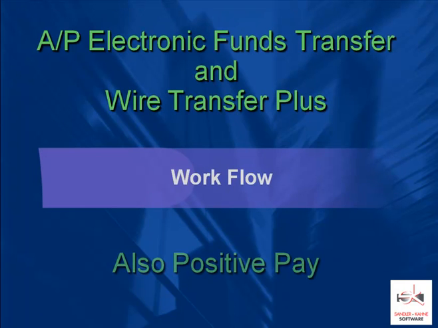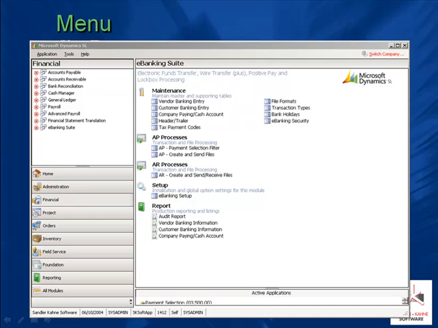Okay, let's run through the workflow so you can see how easy it is to use eBanking. Since AP EFT and Wire Transfer Plus are nearly identical, I'll demonstrate AP EFT and talk a bit about Wire. I'll also be showing you where Positive Pay fits into the picture. This is the entire eBanking menu. Any of the 5 modules you purchase will be managed from this menu. Let's start by opening Vendor Banking Entry.